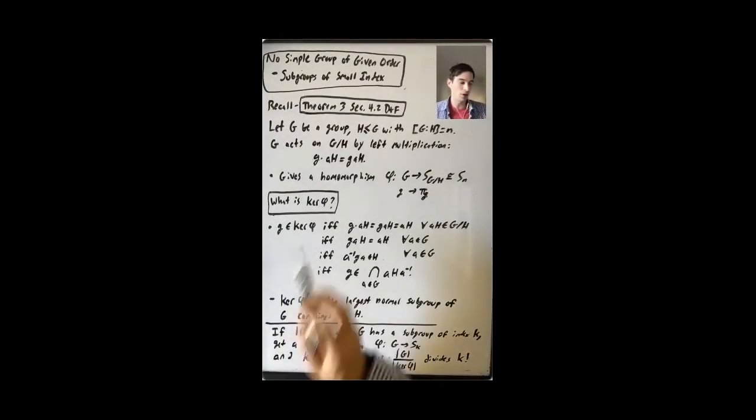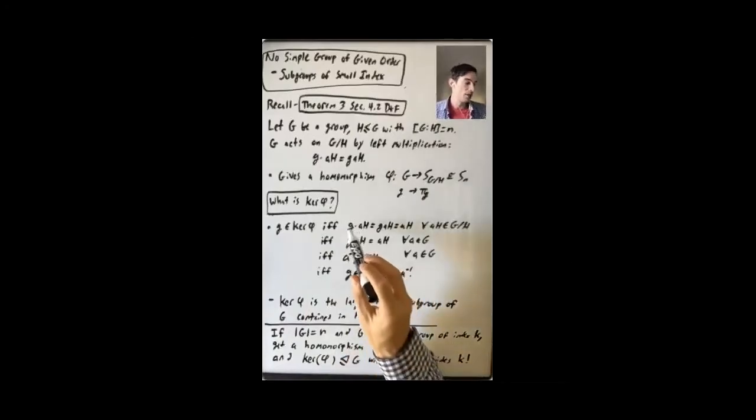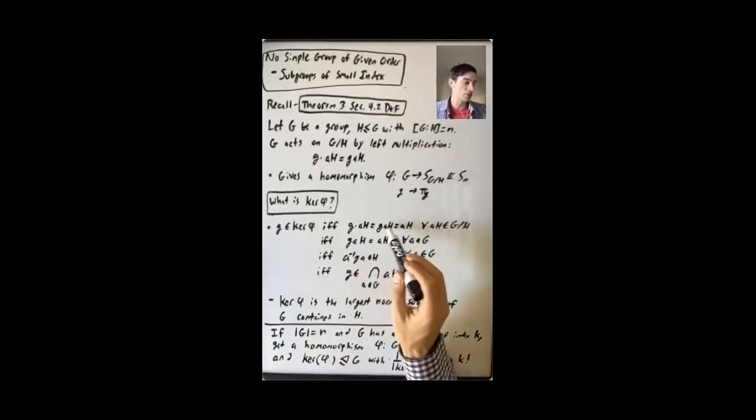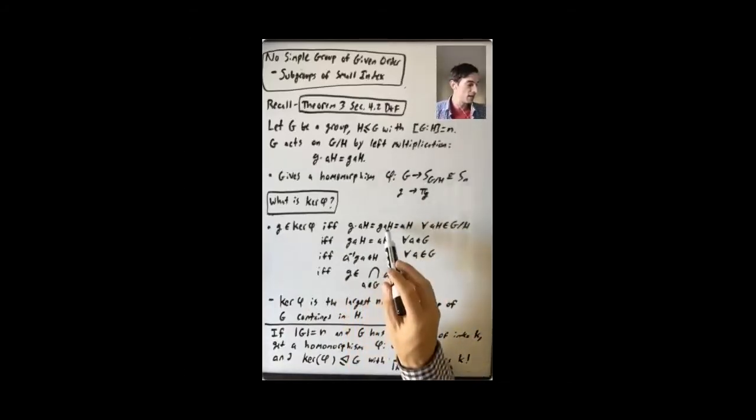So what is the kernel of this homomorphism? Well, this is something that we worked out around the discussion of group actions, but just for review, g is in the kernel of phi if and only if g acting on aH is the same thing as aH for all of these cosets aH. But what is g acting on aH? It's the left coset of H containing g times a. But if this is true for some coset aH, it's also going to be true when you change the coset representative. So this is the same thing as saying the left coset of H containing ga is the left coset of H containing a for all a and g.